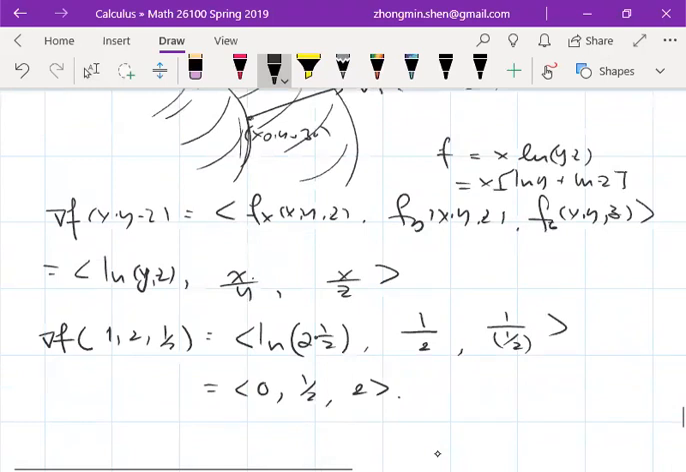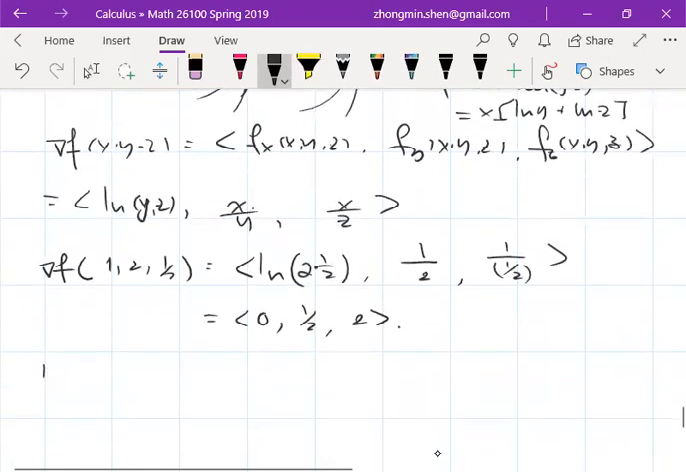Then you can normalize it, right? You get the unit vector.